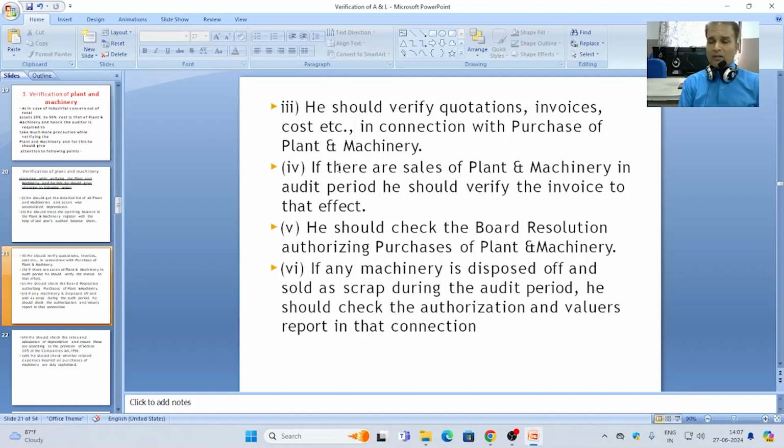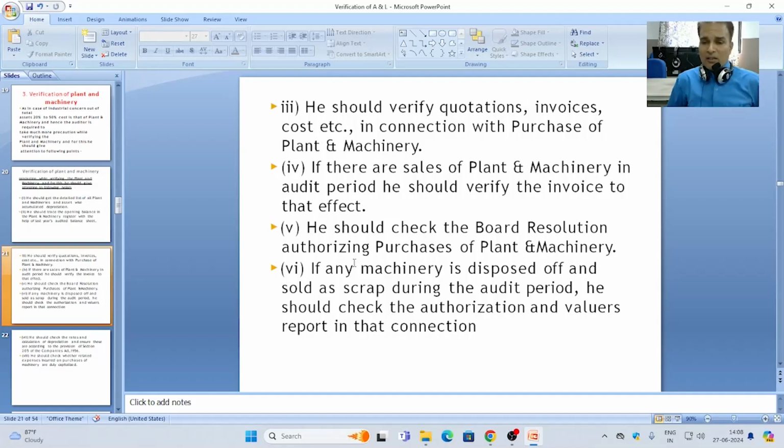If any part of plant and machinery has been sold during the audit period, then it should also be verified by the cash book or passbook. The auditor should check the board resolutions for the authorization of purchase of plant and machinery. He can also take the reference of the articles of association and memorandum of association.